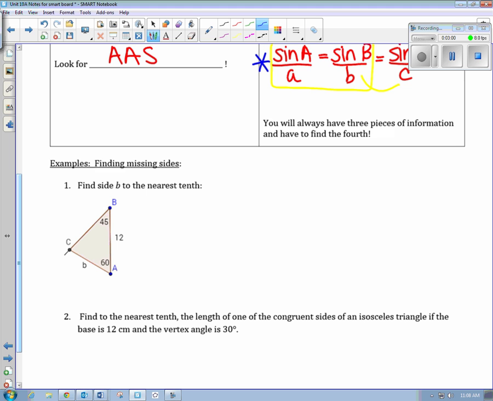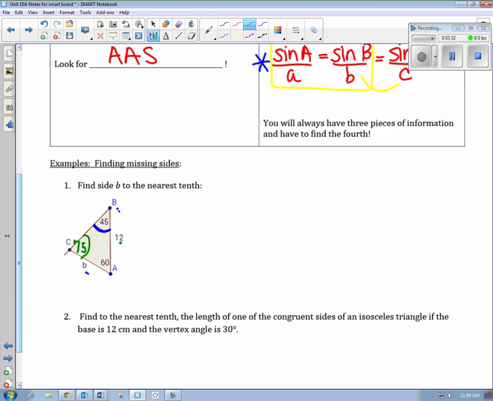So in question number 1, they're asking for us to find side B to the nearest tenth. And in here, I can see that side B matches up with angle B. So I've got this angle and side relationship. But when I look at side C, which is over here, I don't have angle C filled in to use that relationship. However, I can find angle C because the angles in a triangle have to add up to 180, so we know that this will be 75.